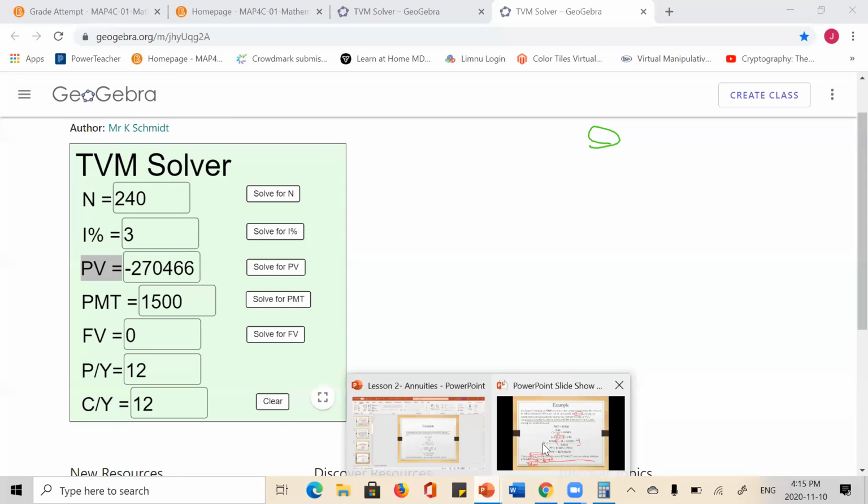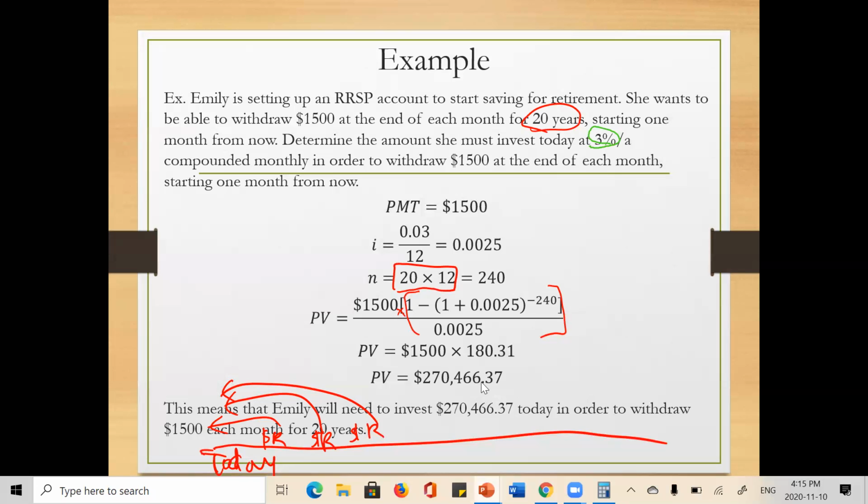$270,466.37. And if I am not mistaken, that was the exact same answer that we got, which is amazing because this does it for you.